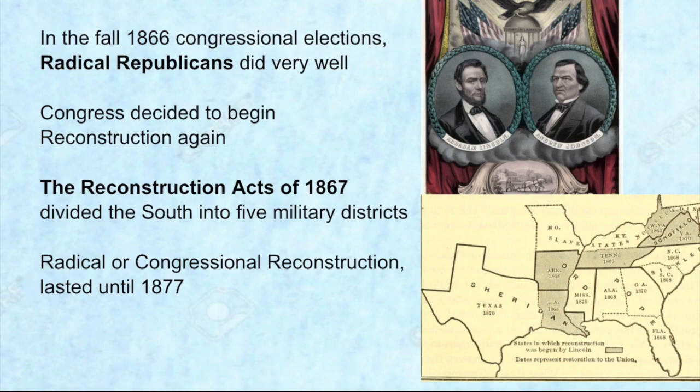In the fall of 1866 congressional elections, Northern voters overwhelmingly rejected Johnson's policies and elected many radical Republicans to Congress. With this new bolstered majority, Republicans decided to begin Reconstruction again. The Reconstruction Acts of 1867 divided the South into 5 military districts and outlined how new governments in the South should operate. This began a period known as Radical Reconstruction or Congressional Reconstruction, which lasted until 1877.